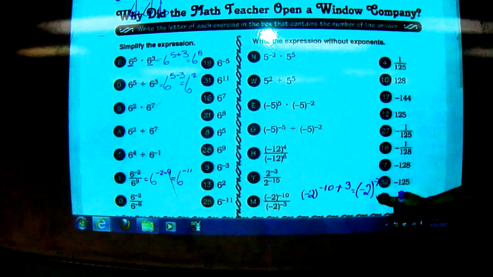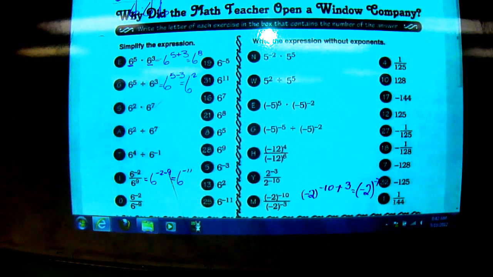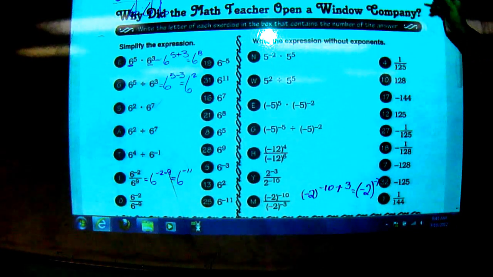If you have an exponent that's negative, what does it really tell you? Does it have anything to do with a negative number? Negative exponents have nothing to do with a negative number.